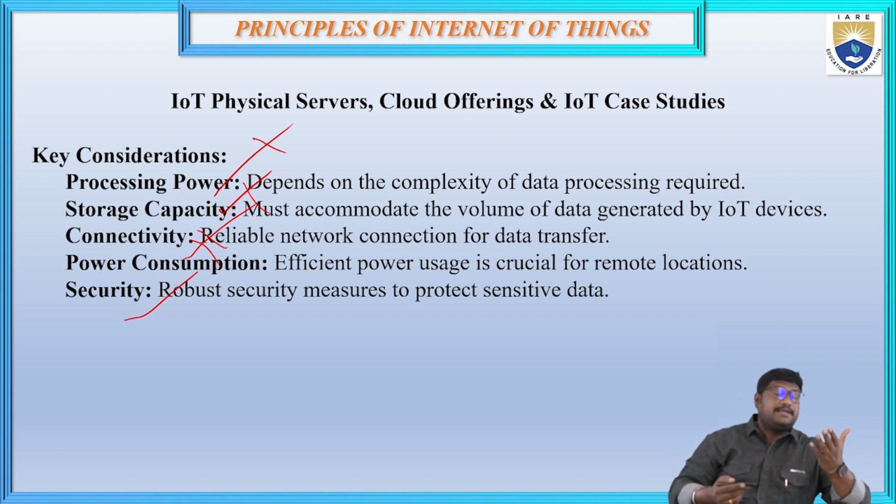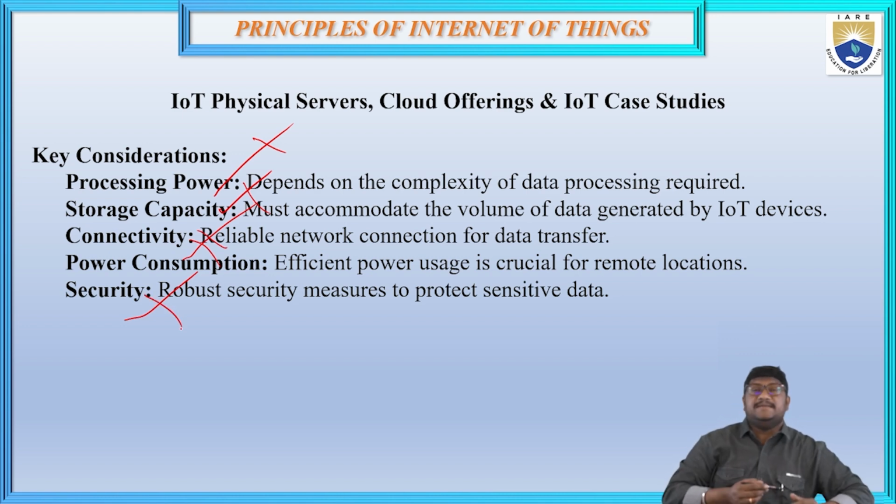Why? Because whenever you are operating your IoT application, for example your home automation system, say the lights are still on and the geyser is still on and the AC is still on, and you are operating them while sitting somewhere else. So efficient power usage is required for remote locations. Also, you are able to save power. And coming to the next factor, security. Robust security measures have to be taken to protect the sensitive data generated by the sensors.